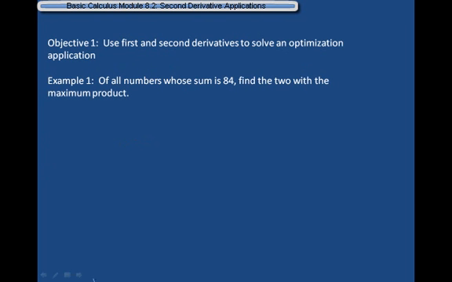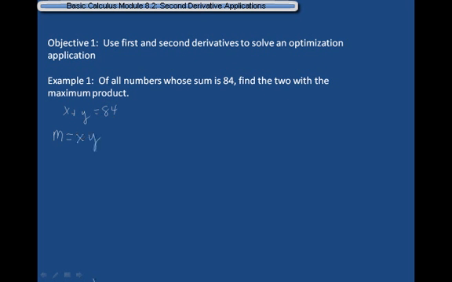Objective 1, use first and second derivatives to solve an optimization application. Example 1. Of all numbers whose sum is 84, find the two with the maximum product. Well, let's say we have two numbers, x and y, and their sum is 84. So we have x plus y equals 84. And we're looking for the maximum product of these two numbers, x and y. Let's let m equal x times y, or the product of x and y.